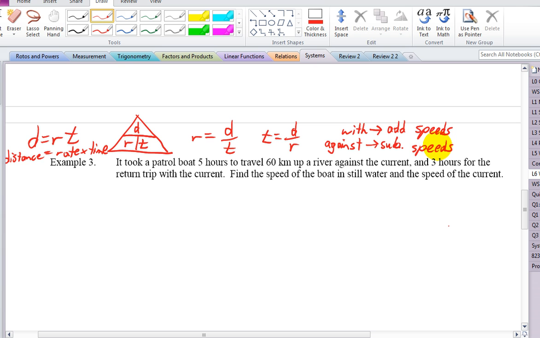Has anyone done that on the Fraser River? I have with a canoe. It's crazy hard, right? You're paddling like crazy and barely moving anywhere. Okay, so keep that in mind.